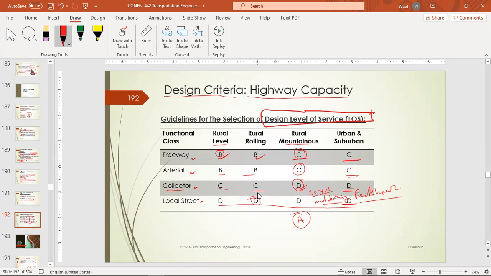As you can see, some of you might be wondering why we design the highway, for example, a freeway in urban and suburban areas to be at level of service C. The answer is this. We are designing this for the peak hour at the planning year, which might be 25 years later. Okay?